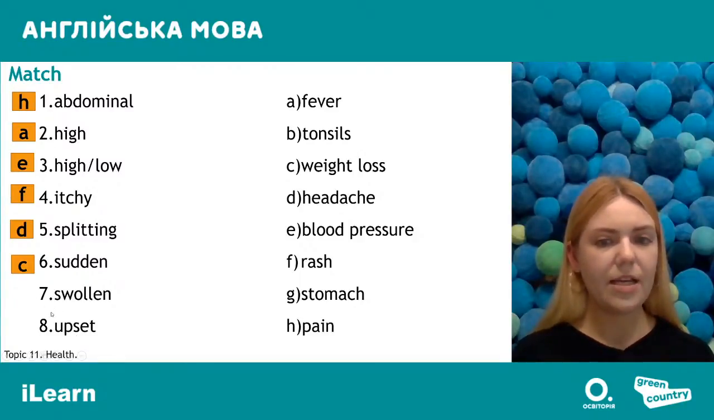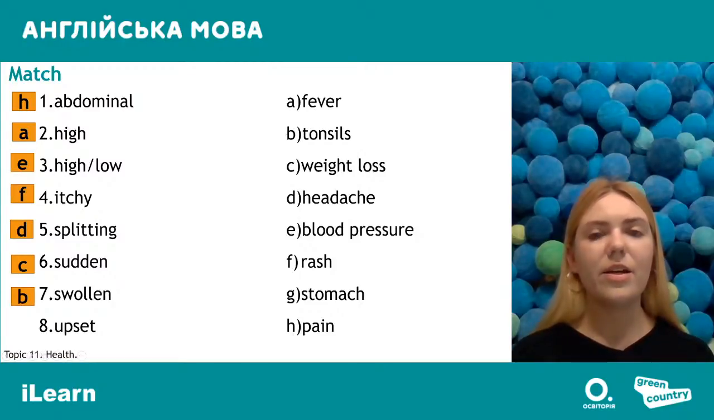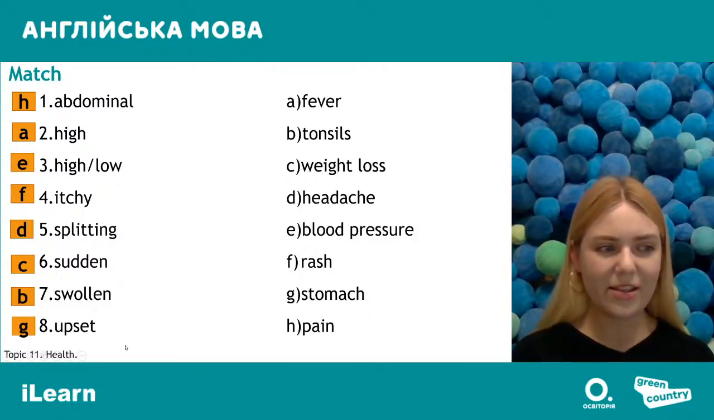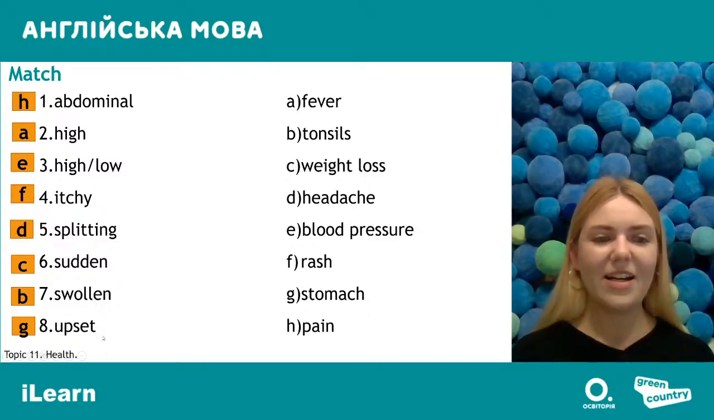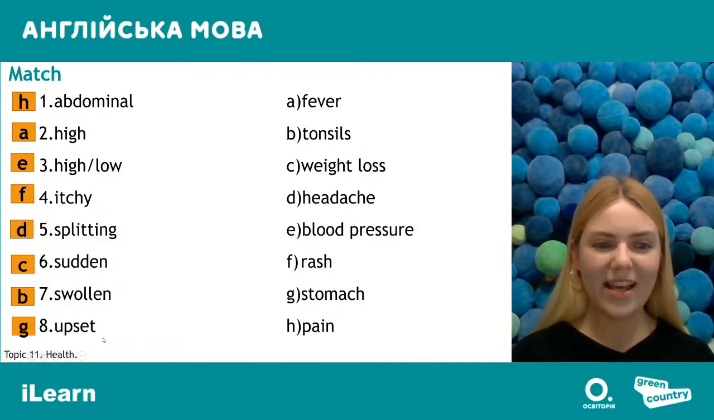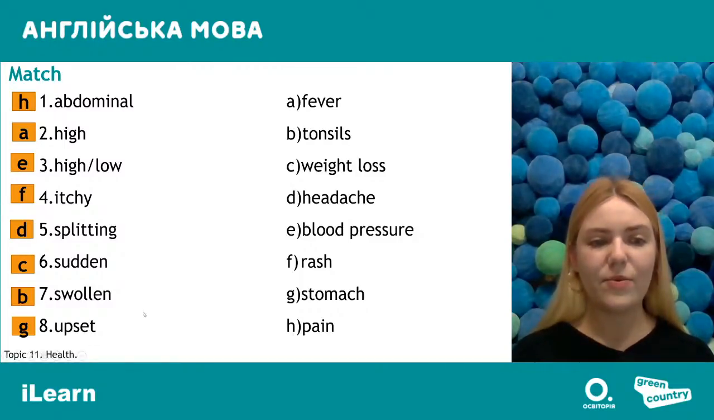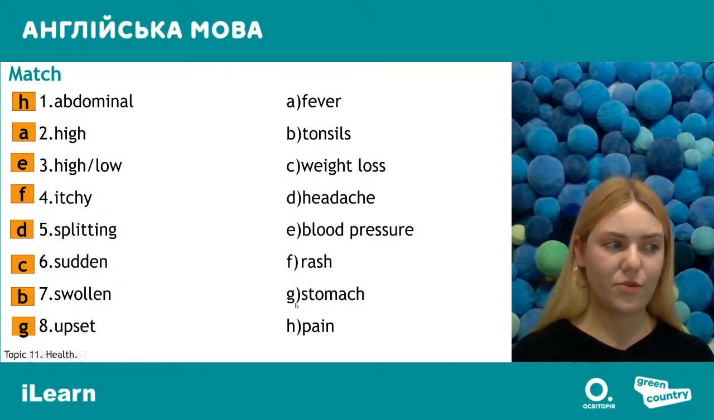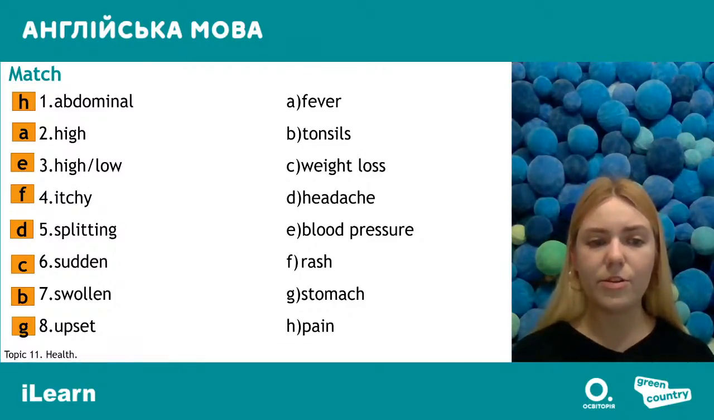So 7, that is tonsils, swollen tonsils. So tonsils, they are мигдалини. So in your throat, you have them here. And swollen, it means запалення. Тобто запалене горло. And 8, yeah, that is the last one, upset stomach. So it doesn't mean that the stomach is sad, but it means that you have a stomachache or you feel sick. So we can say upset stomach in this case. Upset stomach, розлад шлунку. So when you eat some bad food, your stomach can be upset.